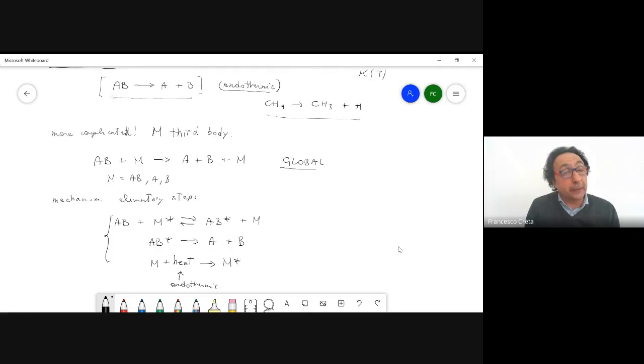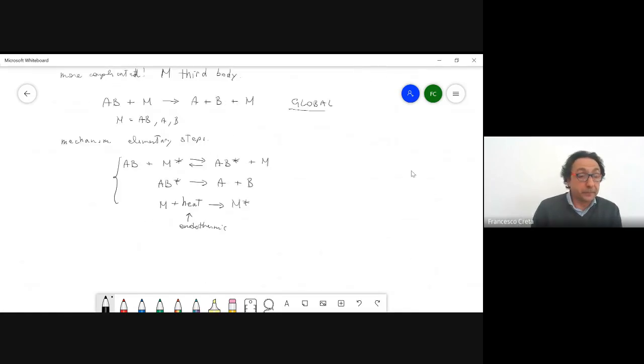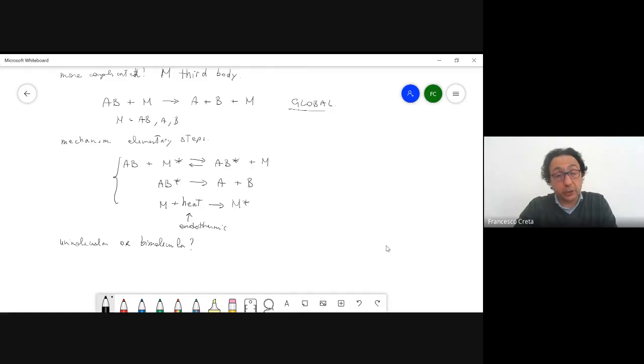This is not what's actually happening at the molecular level. Nor is this, okay? This is a global step, and you see that this involves two molecules, so you may think it's bimolecular. So is this process bimolecular or unimolecular? This is the question. I'll write it here. Well, the answer is that it will depend on pressure.